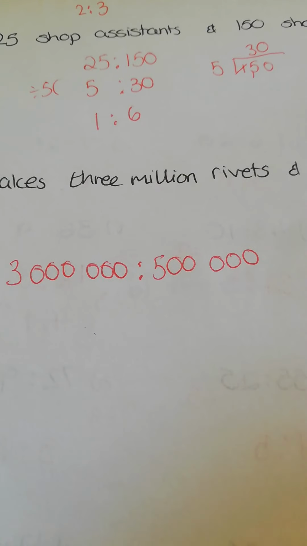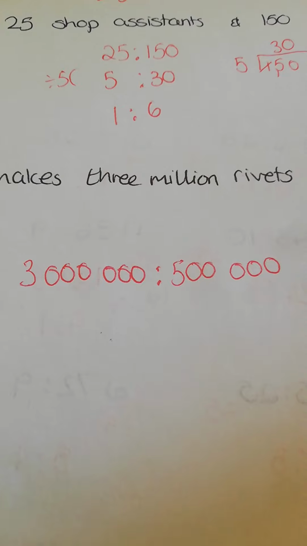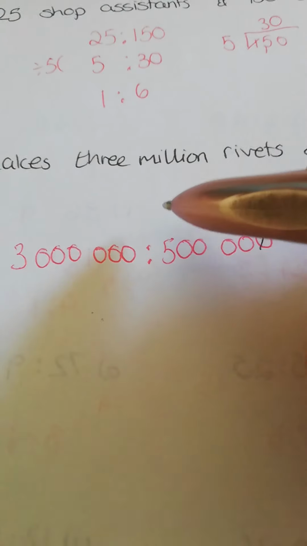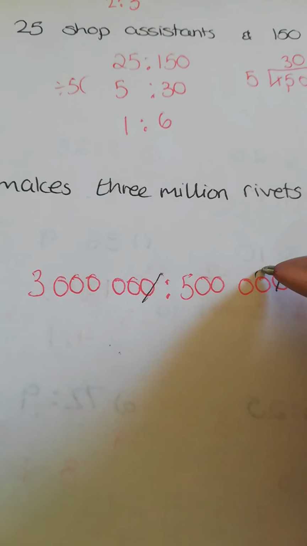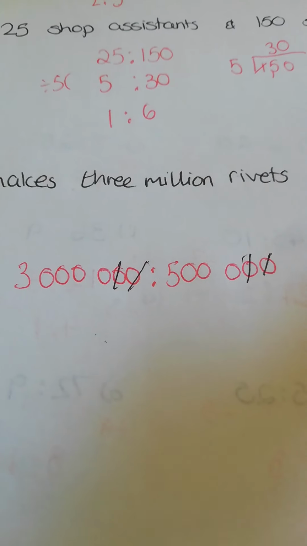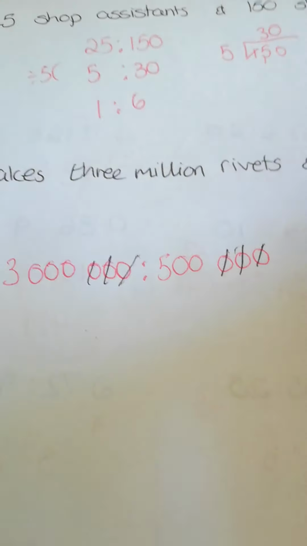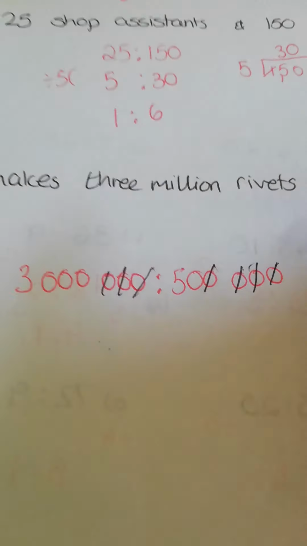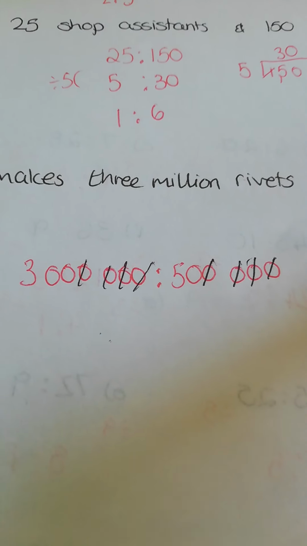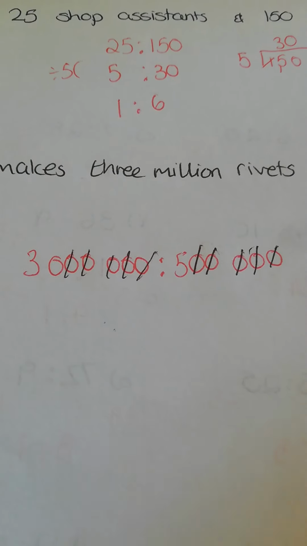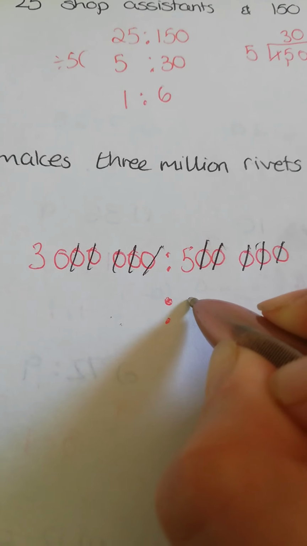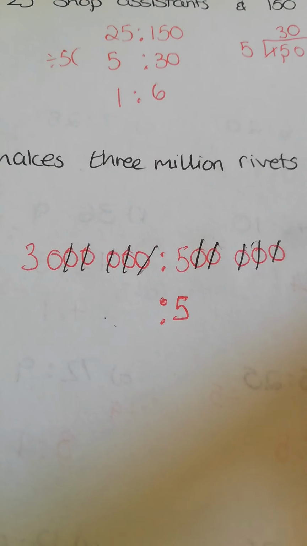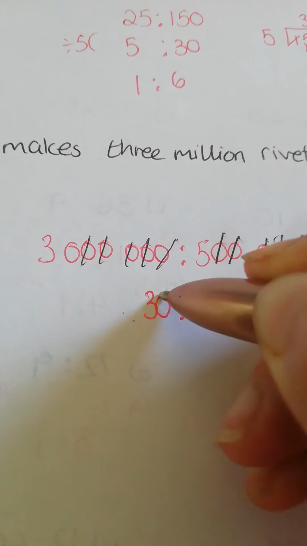Okay, now we're simplifying. We want to make the numbers smaller. So the easiest way to do that is to divide. Now if we divide by 10, we would be taking a 0 off each side. If we divide by 100, we could take off 2 zeros. If we divide by 1,000, we can take off 3 zeros. If we divide by 10,000, we could take off 4 zeros. If we divide by 100,000, we could take off 5 zeros. Now we can't go any further because the next number here is a 5, but if we've divided by 100,000, we've got 5 and we've got 30.